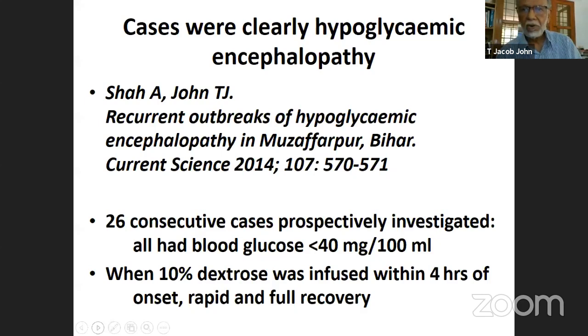Cases were clearly hypoglycemic encephalopathy. We did it in 2014, very early. The first 26 consecutive cases prospectively investigated all had blood glucose less than 40 milligram per 100 ml. When 10% dextrose was infused within 4 hours of onset, there was rapid and full recovery. Why 10%? Because unless you create hyperglycemia, the biochemical cycle that puts the child at risk of brain disease does not turn off. This is not merely hypoglycemia.